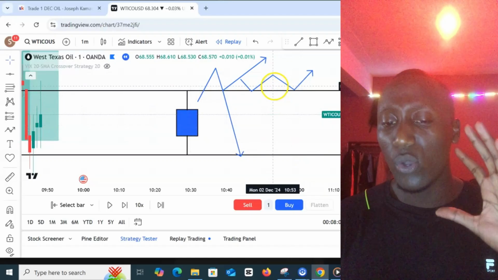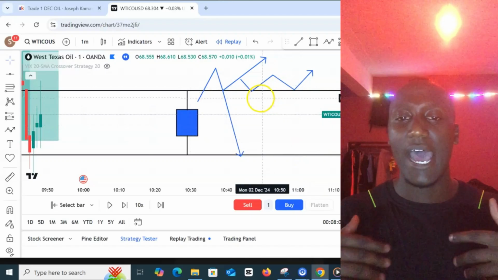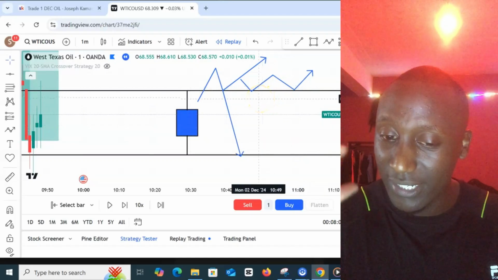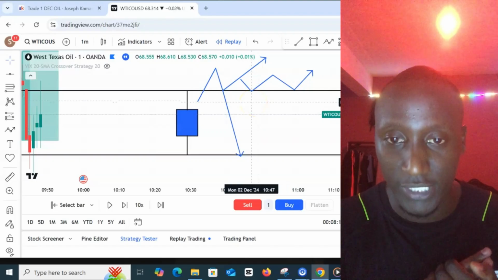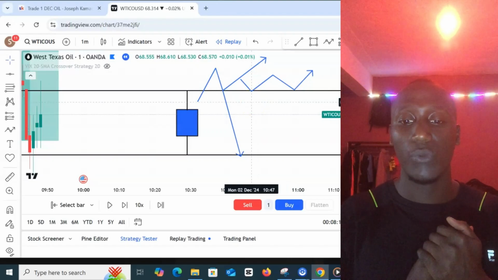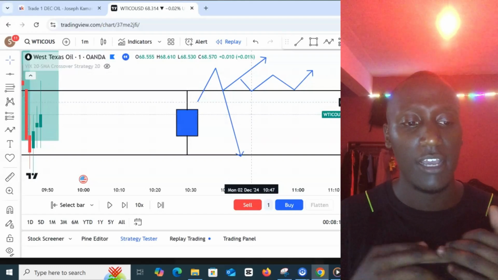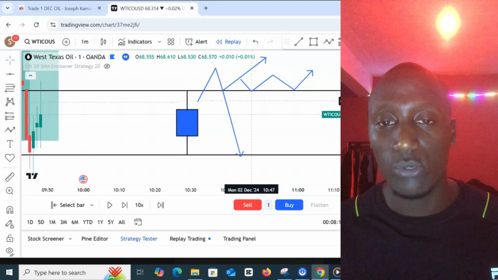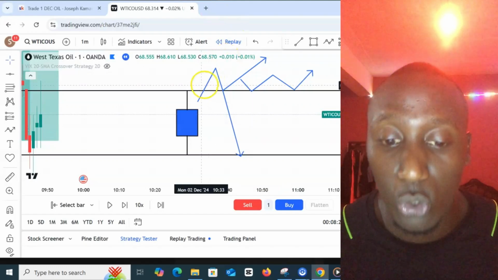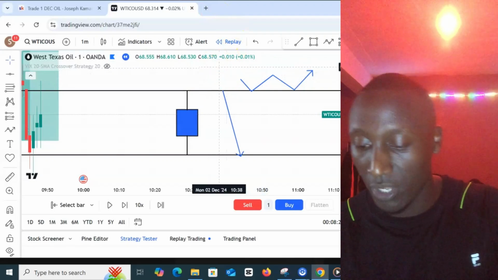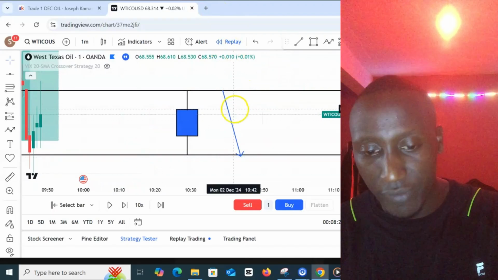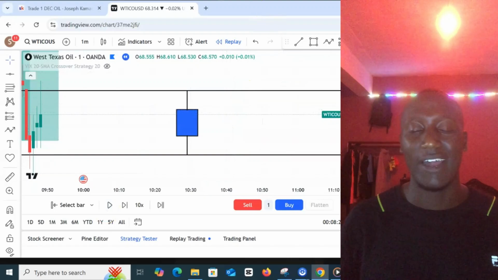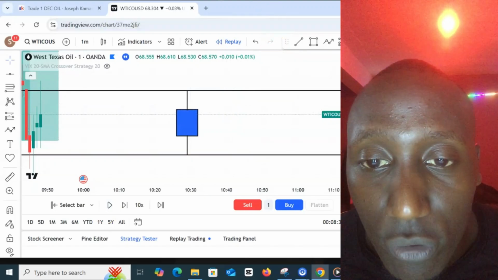Now, we also need to know when price reaches a certain level, we are wrong and we cut our losses immediately. And we also need to have the confidence to let trades run and go towards our take profit. All right, so how do we do that? Before we even talk about that, we also need to understand levels.